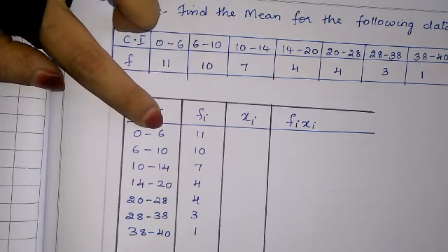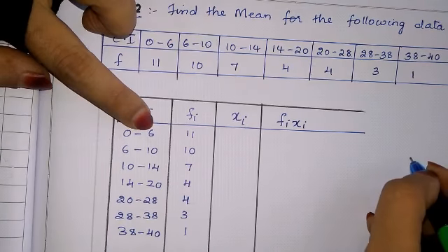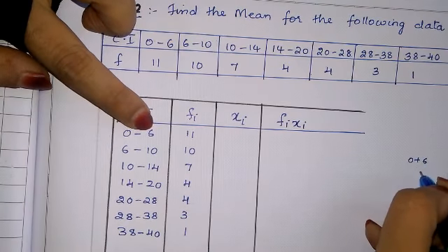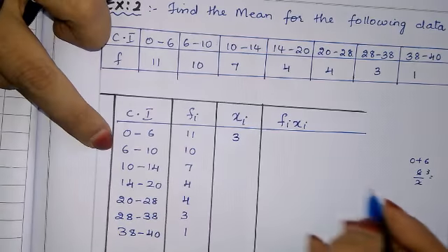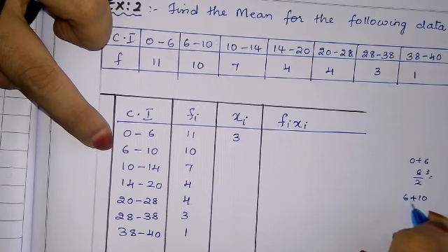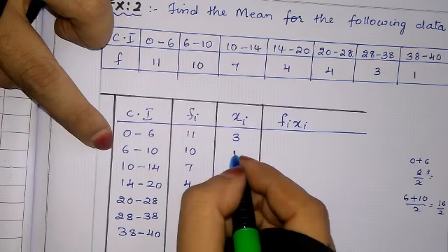0 plus 6, like how I have shown you now. First number plus last number. 0 plus 6, that is 6, divided by 2. 2 3s are 6, half of 6 is 3. Like that, 6 plus 10 is 16, divided by 2. Half of 16 is 8.